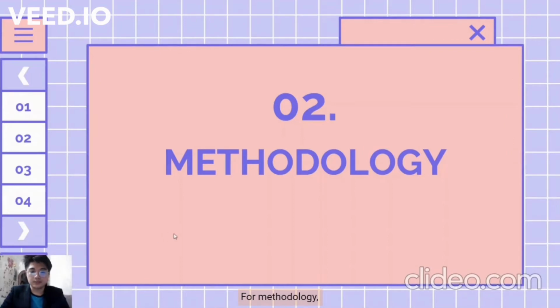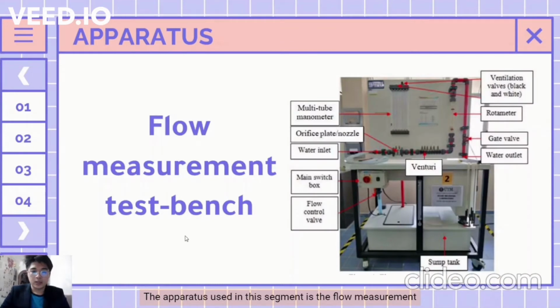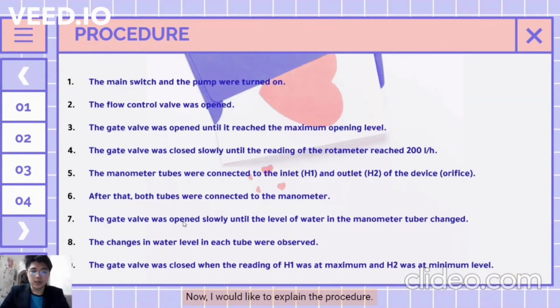Next, for methodology, the apparatus used in this experiment is the flow measurement test bench. Now, I would like to explain the procedure. First, turn on the main switch and the pump. Then, open the flow control valve. Open the gate valve until it reaches the maximum opening level. After that, close the gate valve slowly until the reading of the rotameter reaches 200 liters per hour.